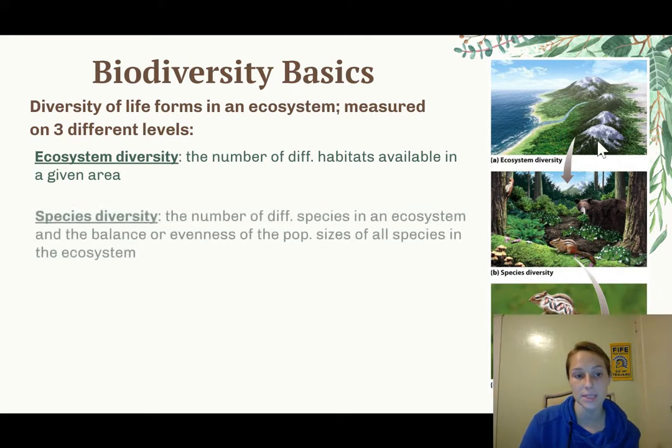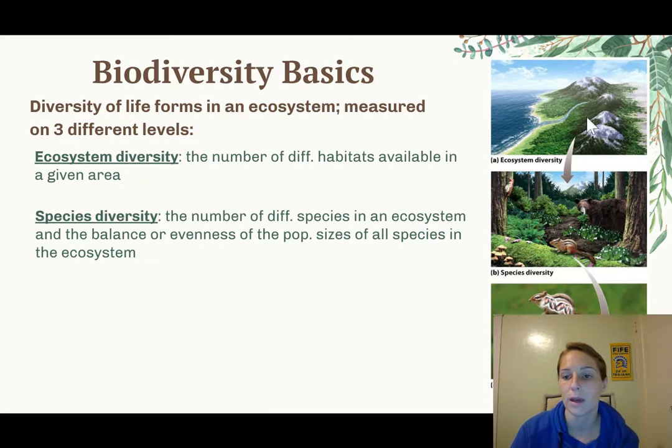Now, the second type of level that we're going to look at is species diversity. And this is going to be the number of different species in an ecosystem and the balance or evenness of the population sizes that we see in these species in that ecosystem.